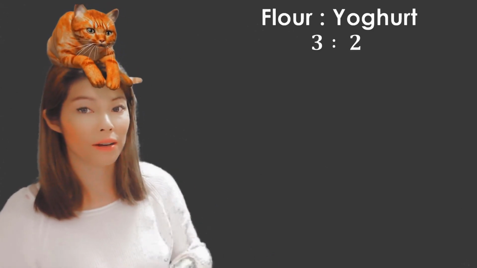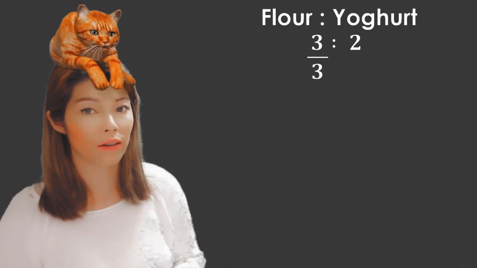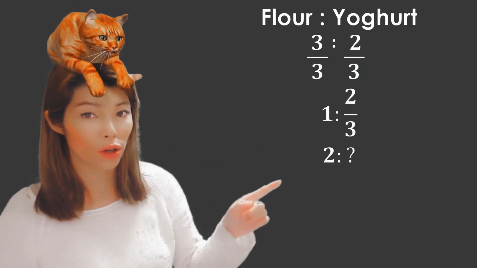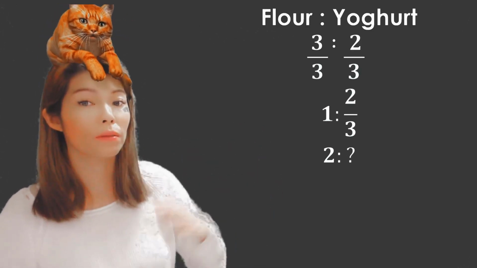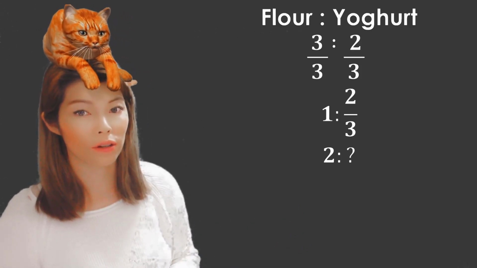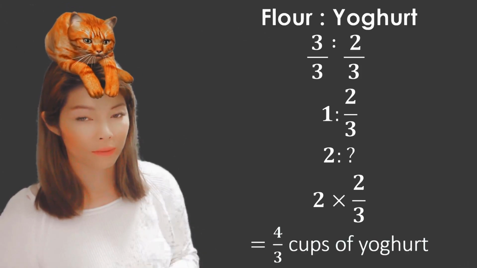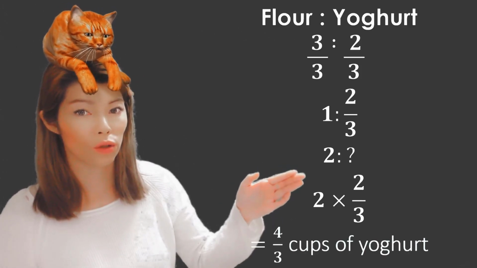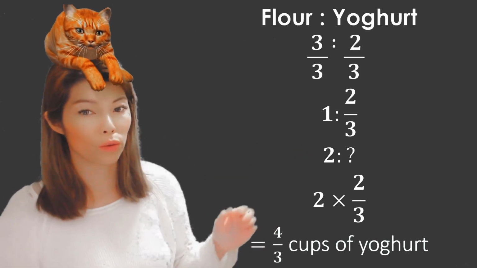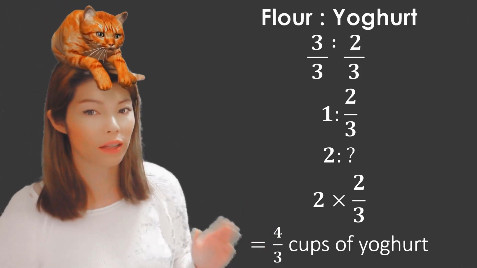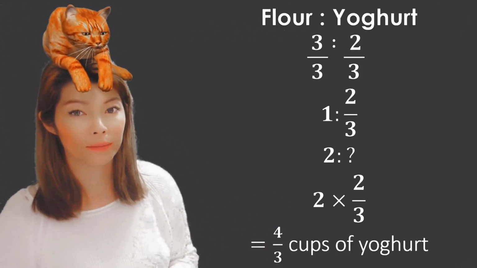So if you divided by flour to figure out for 1 cup of flour how much yogurt you would need, then you could multiply that ratio to get how much yogurt you would need. So in this case, we wanted 2 cups of flour, how much yogurt? Then we will multiply by that ratio to get the total number of yogurt.